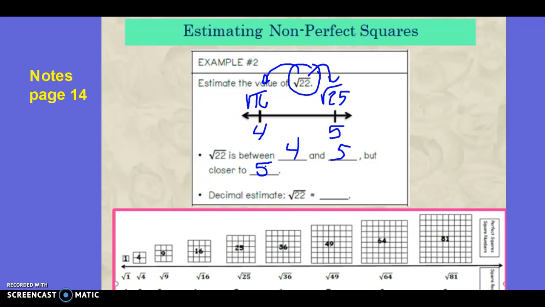If you think about between 16 and 25, here and here, that's a distance of almost 10 spaces. So if I were to divide up this number line from 4 to 5 into 10 equal spaces, I know that 22 is only 3 spaces away from 25, and 3 spaces away from 5 would be about 4.7. So my estimate, and this is just an estimate, is about 4.7. If you got 4.8, that would also be a good estimate. Let's look at another example.